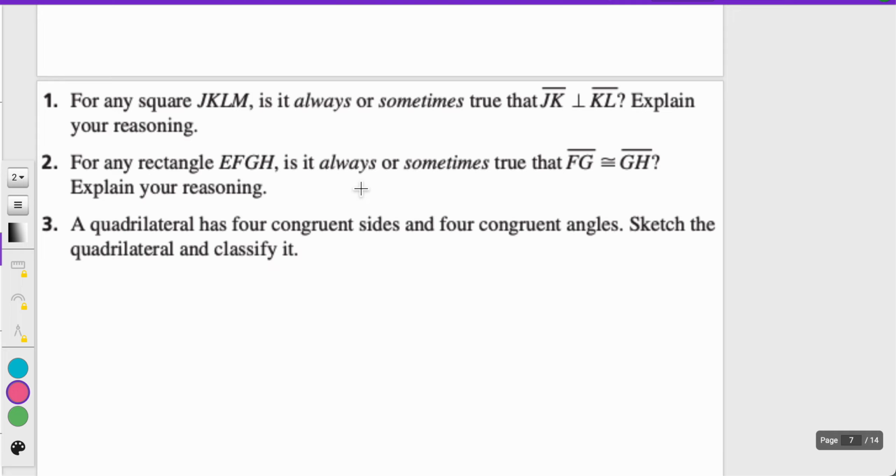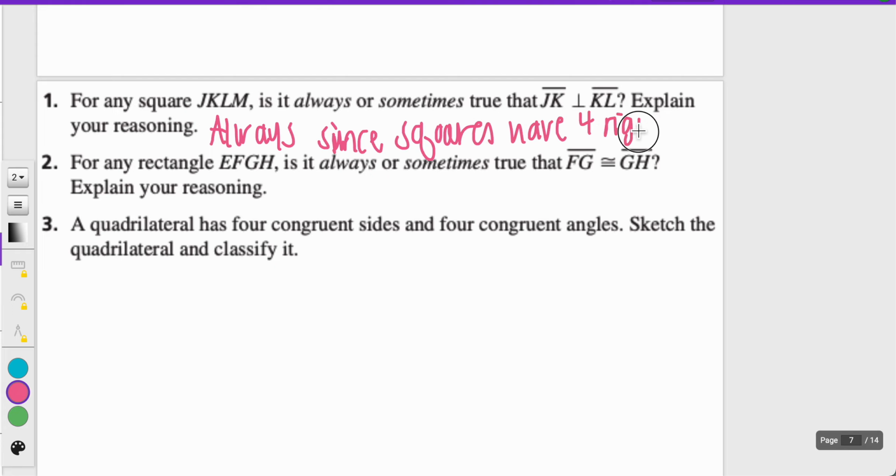Continuing on here, for any square JKLM, is it always or sometimes true that JK is perpendicular to KL? This is going to be always true since squares have 4 right angles.